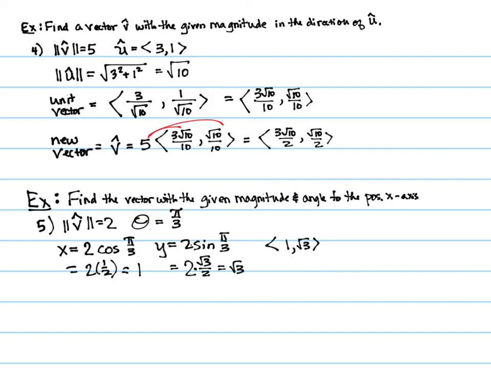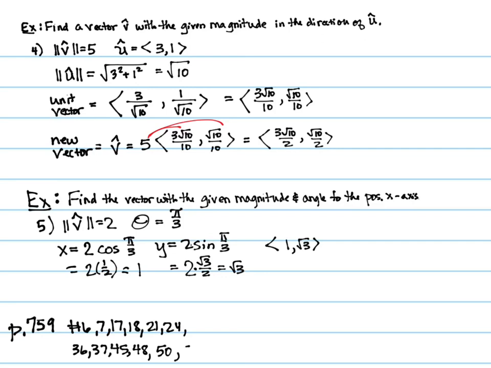All right, so let me write the homework up really quick and then we'll be all done. So this is page 759. It's numbers 6, 7, 17, 18, 21, 24, 36, 37, 45, 48, 50, and 51.